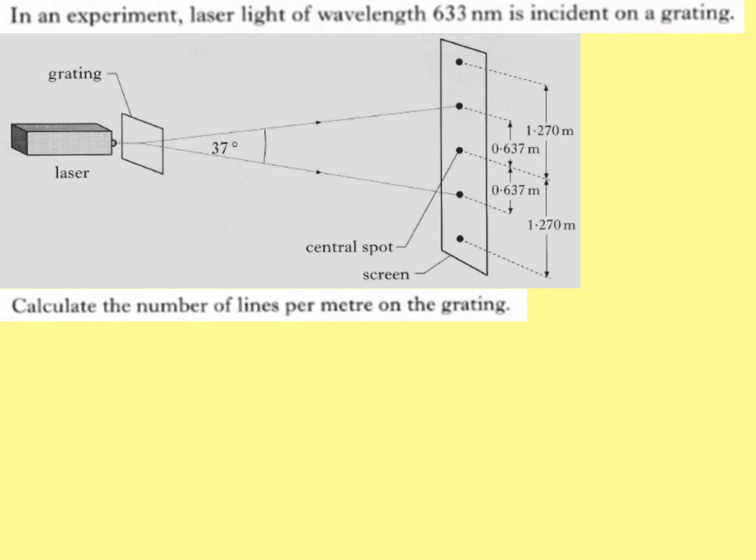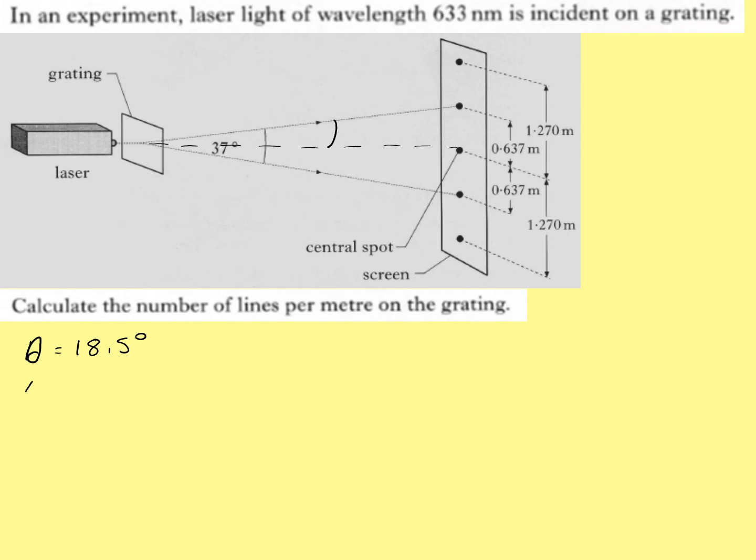Let's have a look at the first part of the question. Calculate the number of lines per meter on the grating. So we can see from the diagram we have an angle of 37 degrees between the two first maxima from the central. So I'm just going to add to my diagram here a straight line going to my central maximum. This angle here, theta, the angle between the central maximum and the maxima, is equal to 37 over 2. So that's going to be 18.5 degrees.